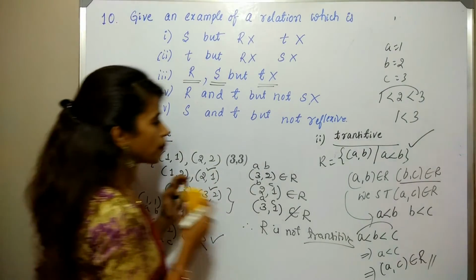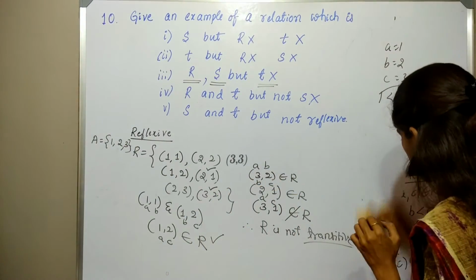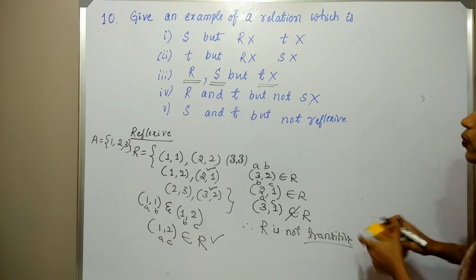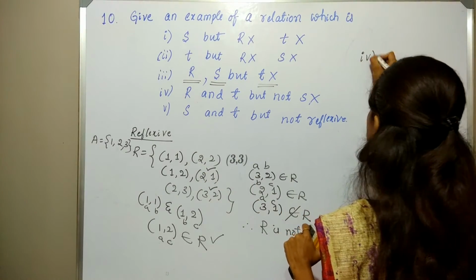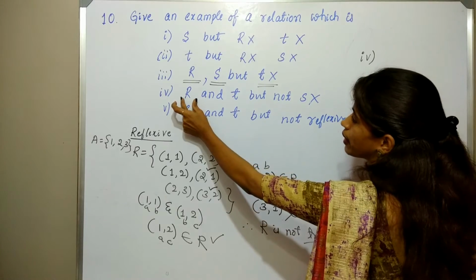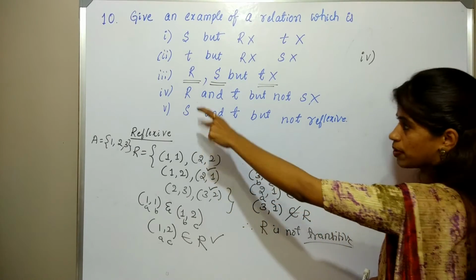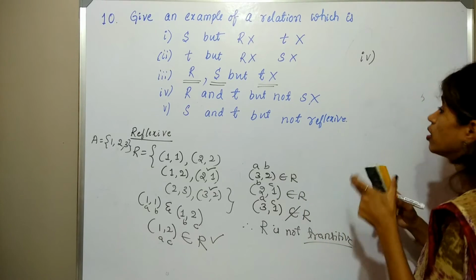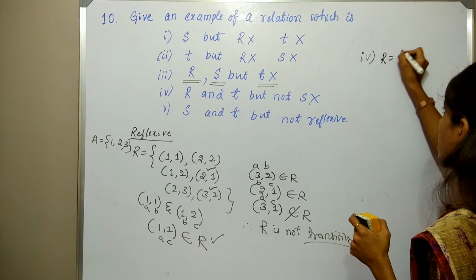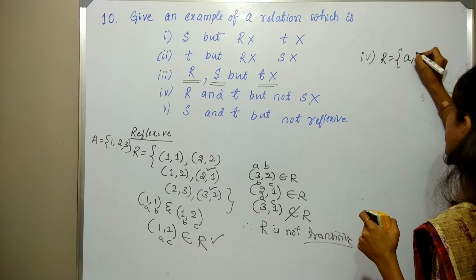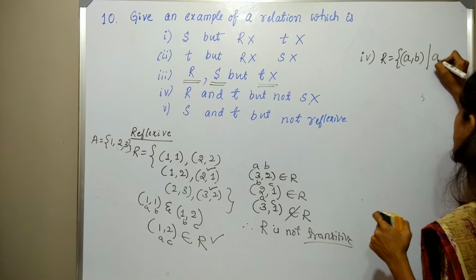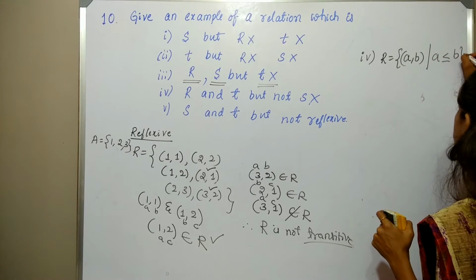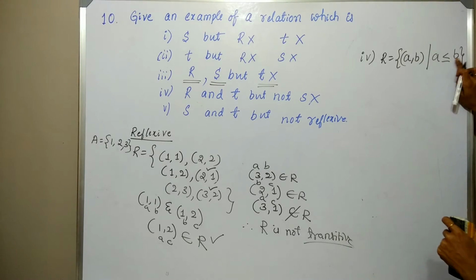Next example for fourth one. So fourth one is here we give the example for that relation must be reflexive, transitive but not symmetric. So here I am taking the relation R is equal to set of all (A, B) such that A is less than or equal to B. Why I am taking A less than or equal to B?